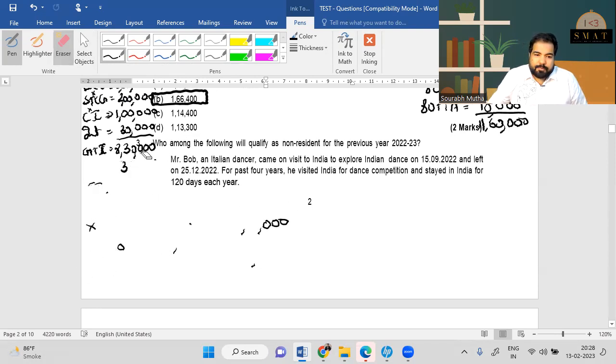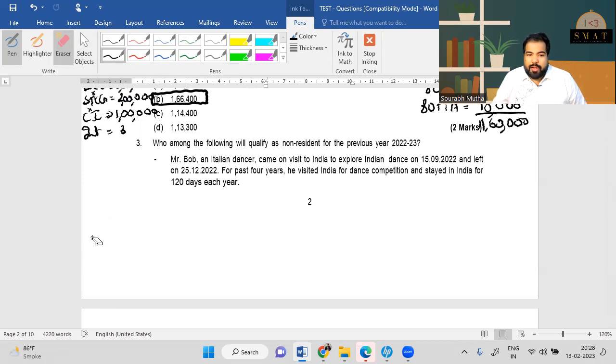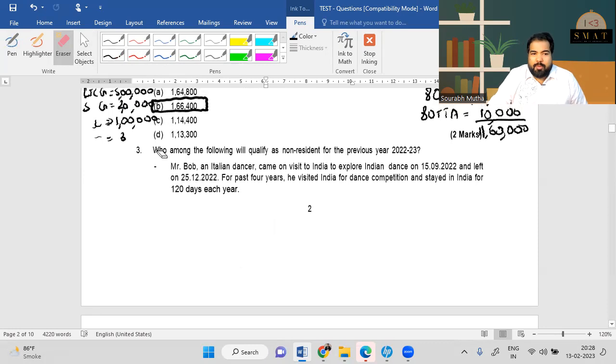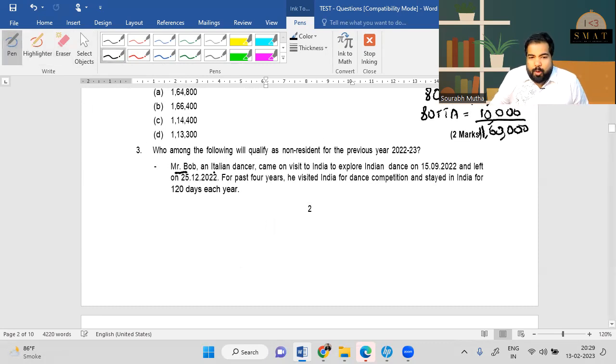Moving ahead. Now, who among the following will qualify as a non-resident? Guys, we are moving ahead to more MCQs. Let's see who among the following will qualify as a non-resident. First, Mr. Bob, an Italian fancy dancer, came on a visit to India to explore Indian dance on 15 September 2022 and left on 25th December 2022.